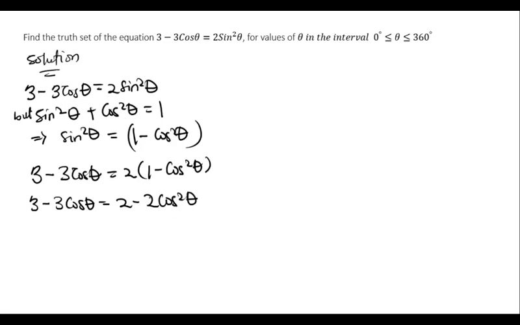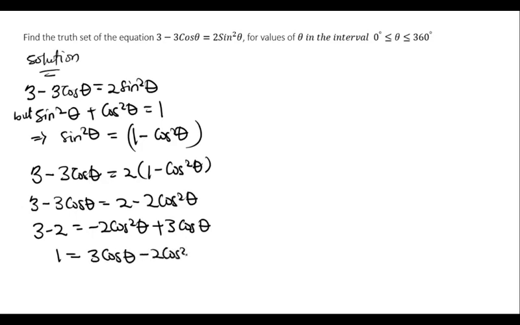So let's group like terms over here. So we have here 3 minus 2 is equal to negative 2 cos squared theta plus 3 cos theta. Okay, so we have over here 3 minus 2 is 1, is equal to 3 cos theta minus 2 cos squared theta. All right, now let's bring everything over to the other side of the equal sign so that we have it being equal to 0.